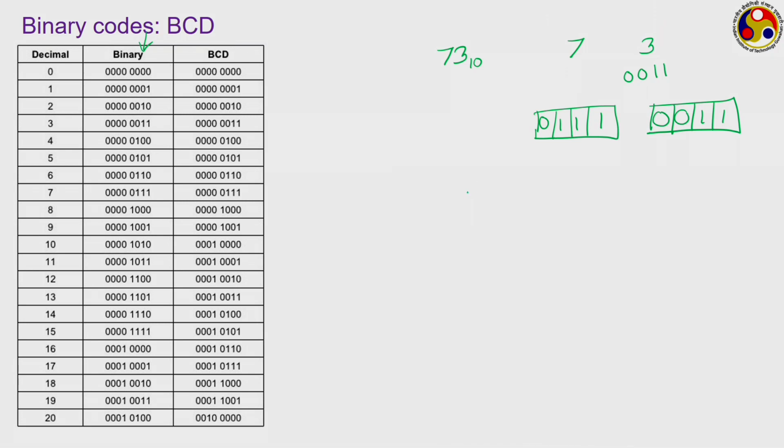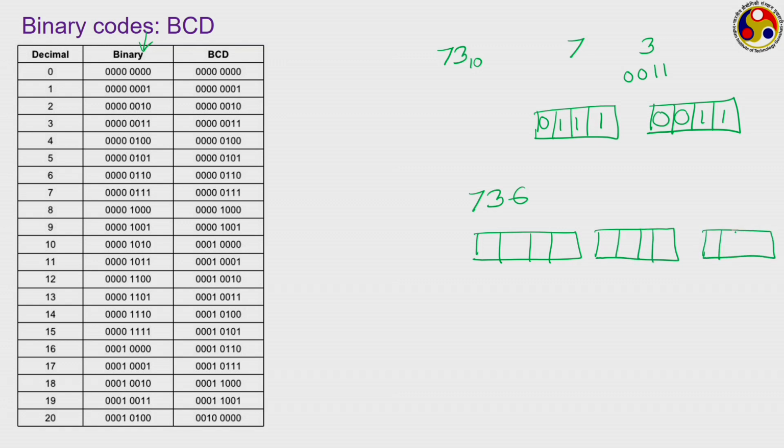Suppose we are dealing with a number, say 736. There are 3 digits, and for each of the digits a 4-bit register will be provided. So you will have a sequence of three 4-bit registers. This one is for the first digit, this is the second one for the second digit, and this is the third one for the third digit. For 7 it will show 0 1 1 1. For the second one, that is 3, 0 0 1 1, and for 6, 0 1 1 0.